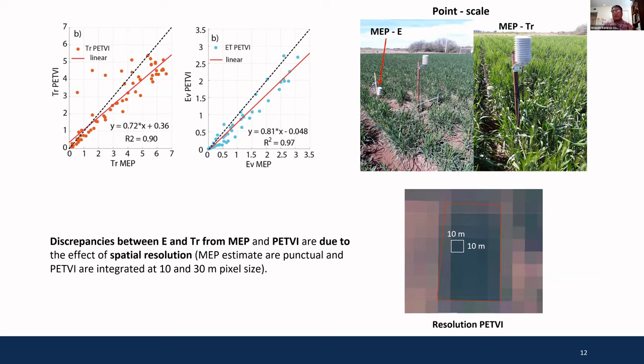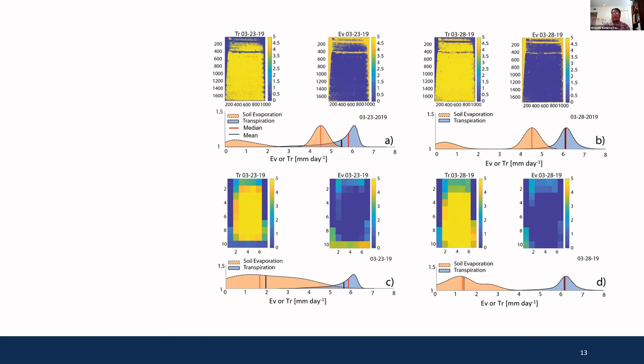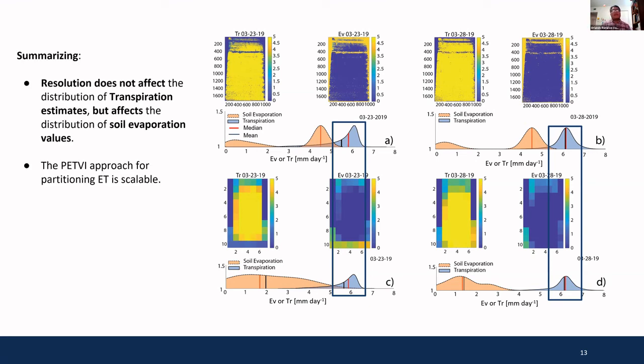So this is the reason for the heterogeneity in the transpiration calculation. These results are scalable. If we have a high resolution image, you can get better transpiration data at high resolution. Here the median and mean are the same for both cases. This is an image from a drone, and this one is from Sentinel-2. So the transpiration is at the same rate in both. Summarizing, the resolution does not affect the distribution of transpiration, but it affects the soil evaporation. This is due to the spatial resolution.